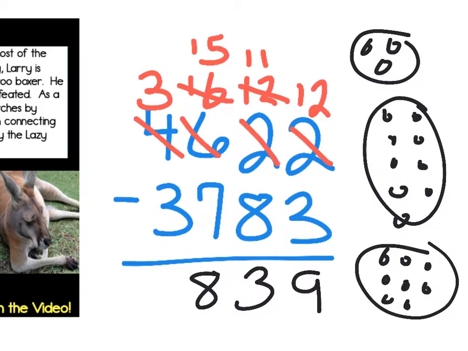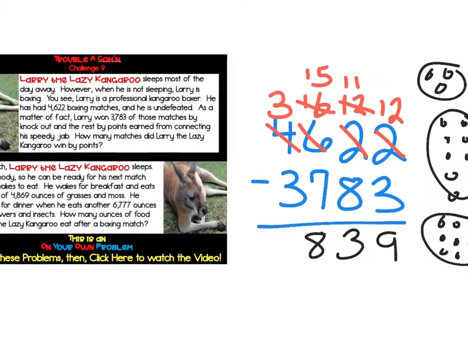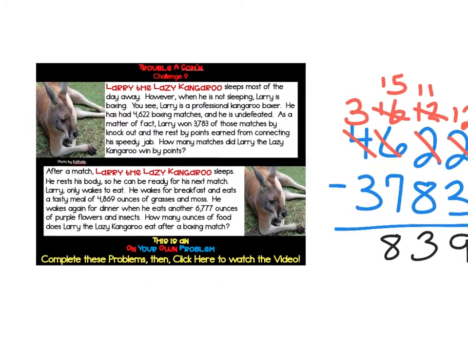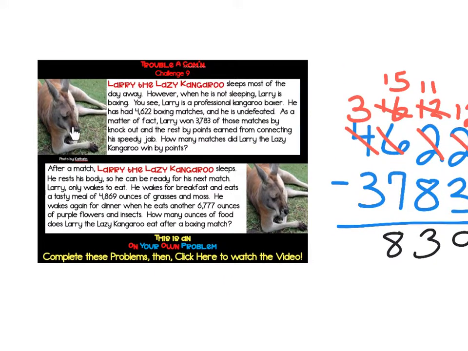For right now, 839, and that is how many matches, boxing matches, our friend Lazy Larry, Larry the Lazy Kangaroo, who is also a boxer, has won by points earned instead of the knockouts. The knockouts were more, right?